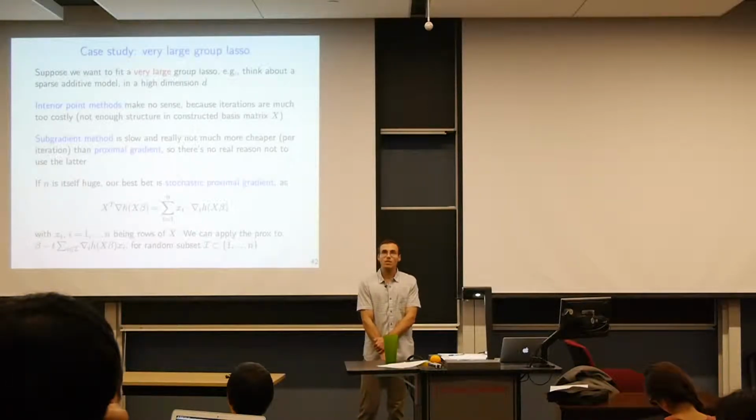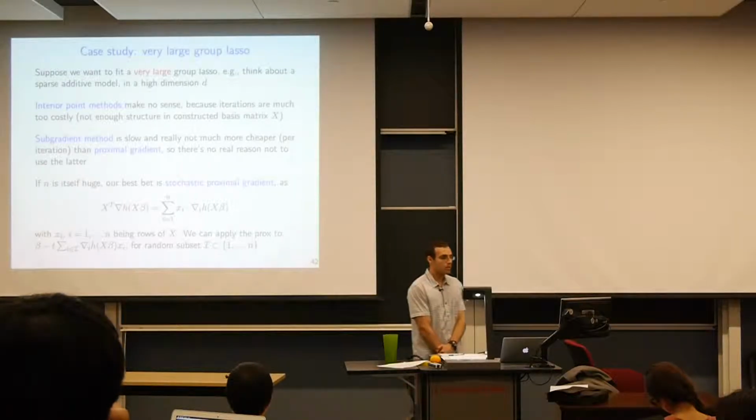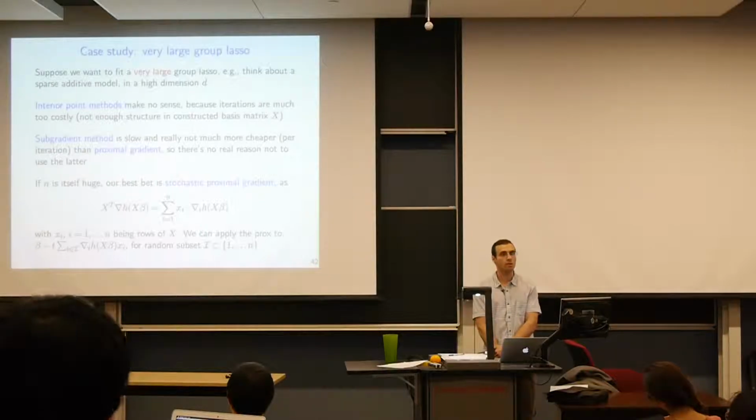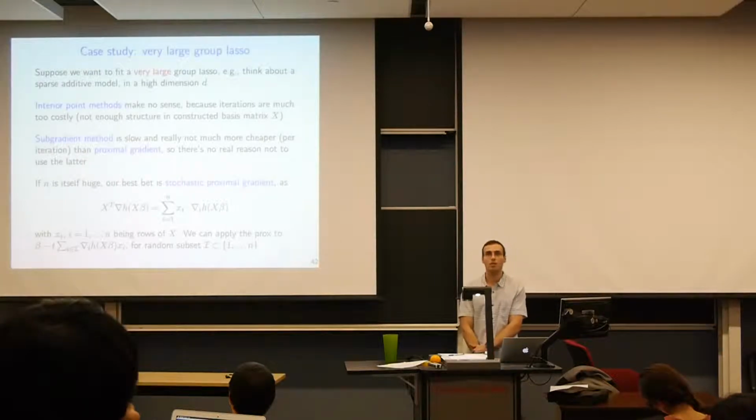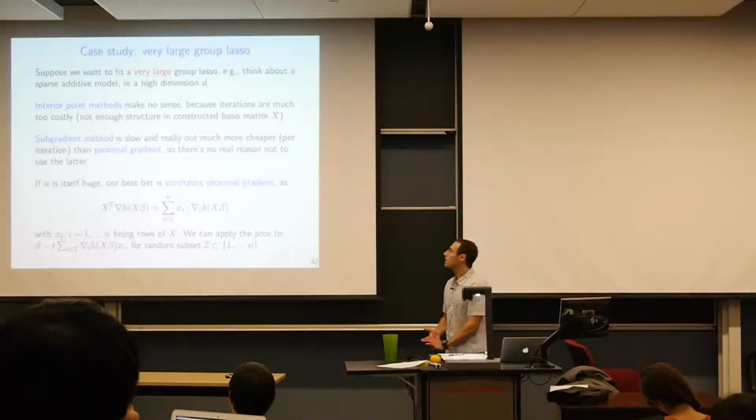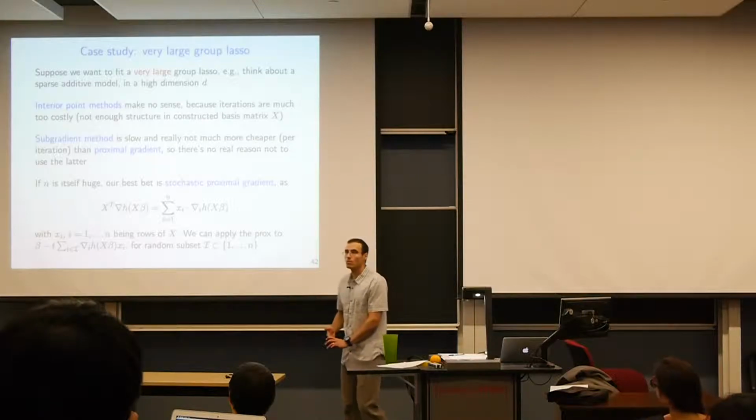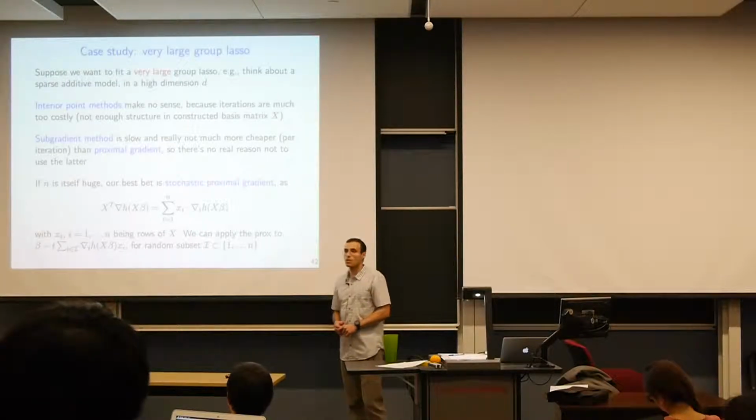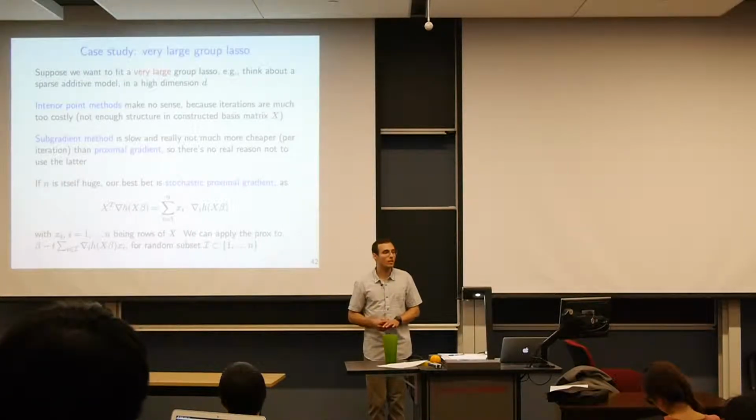So the subgradient method is slow, and it's not really much cheaper per iteration than proximal gradient. So there's no real reason to use it. Okay, it's just about as expensive as proximal gradient per iteration, and it's slower. So why would we use it? And so proximal gradient is definitely the way to go in a case like this. And if n is itself huge, then our best bet is probably to use a stochastic version of proximal gradient.